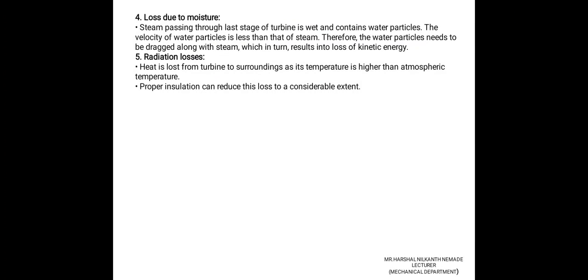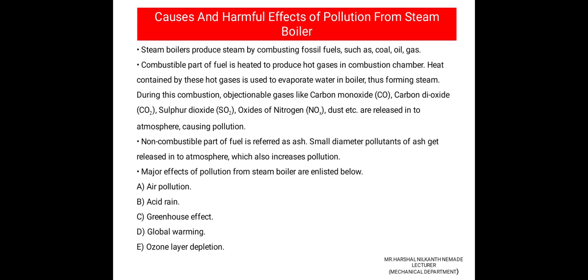Loss due to the moisture. Steam passing through the last stage of a turbine is wet and contains water particles. The velocity of the water particles is less than that of the steam, therefore the water particles need to be dragged along with the steam, which in turn results in the loss of kinetic energy. Radiation loss. Heat is lost from the turbine to the surroundings as the temperature is higher than the atmospheric temperature. Proper insulation can reduce this loss to a considerable extent.